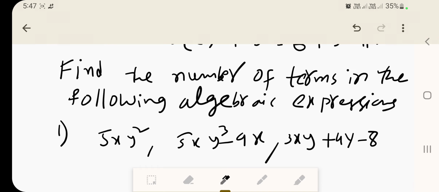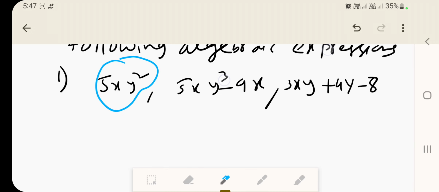5xy square is an expression which consists of only one term, so it is called a monomial expression. Mono means single, one, so it is called a monomial expression.